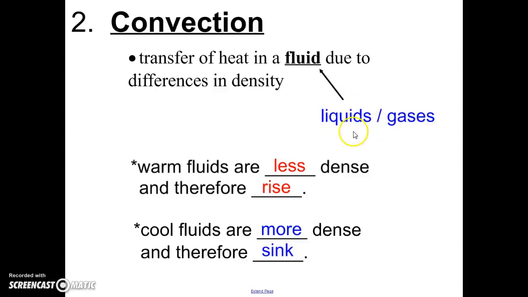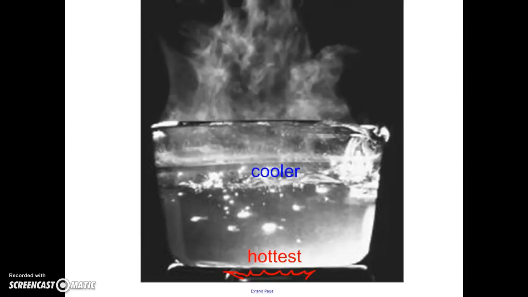So again, convection happens in liquids and gases. When you heat up a pot of water to cook pasta, the bottom of the water is the hottest, because it's closest in contact to the flame. What happens is this hot water becomes less dense and it rises upwards.